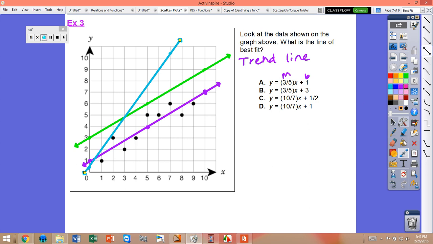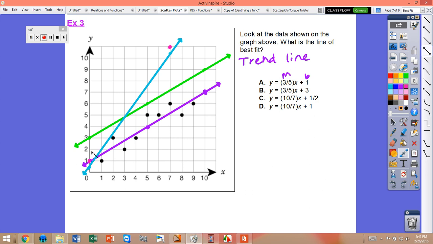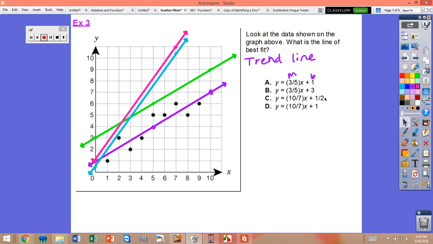And let's do pink. Okay, so let's start out at 1, rise 10, run 7. And that pink line is definitely not going to work. So it looks like the line of best fit, or the trend line, would be this purple one right here because it goes right through the data. So your answer is A.